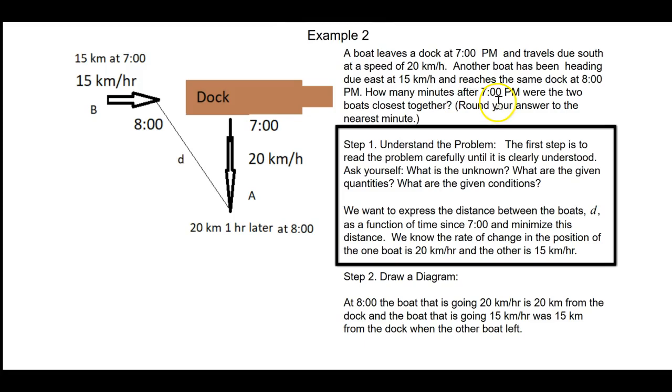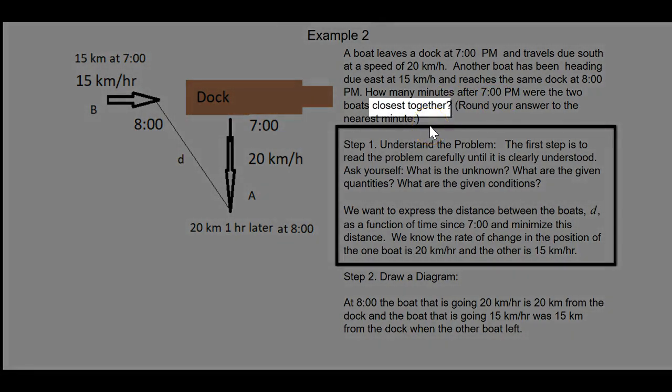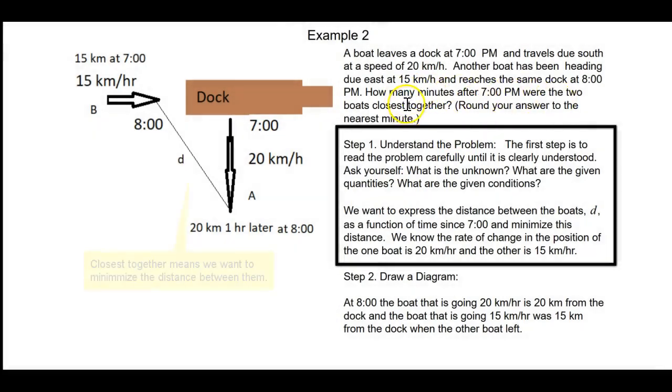How many minutes after 7 were the two boats closest together? So we want to find when the distance was the smallest. That's what they're asking us when they say how many minutes after 7 were the two boats closest together. So we want to express this distance between the boats as a function of time since 7 o'clock. Then we want to find the time at which this distance is the smallest.